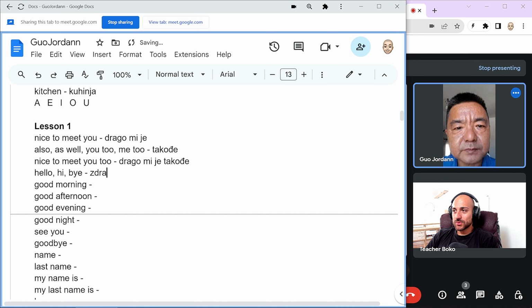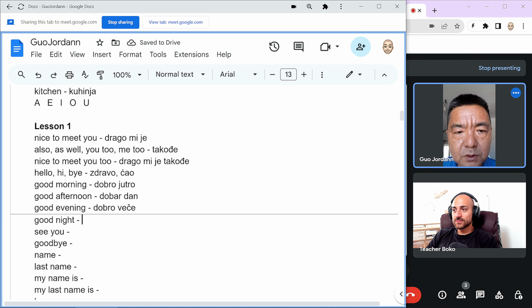Zdravo. Of course. Zdravo. Dobro jutro. Dobar dan. Dobro veče. Laku noć. Doviđenja, that's goodbye. Vidimo se. Exactly. Vidimo se. Doviđenja.